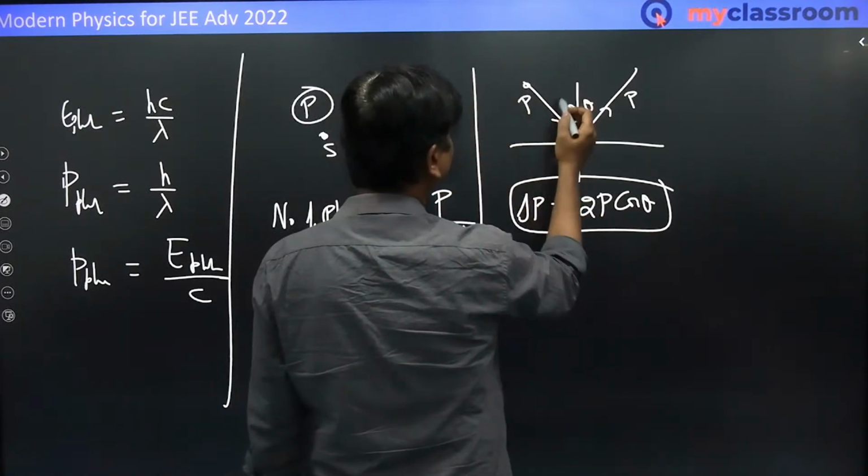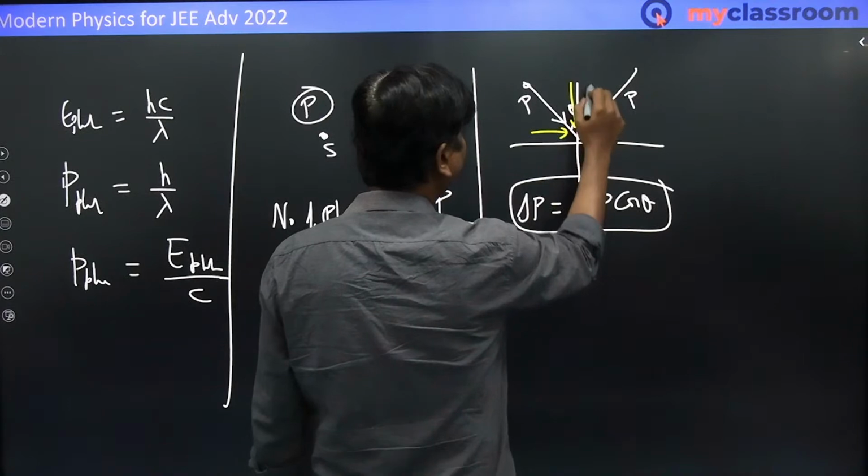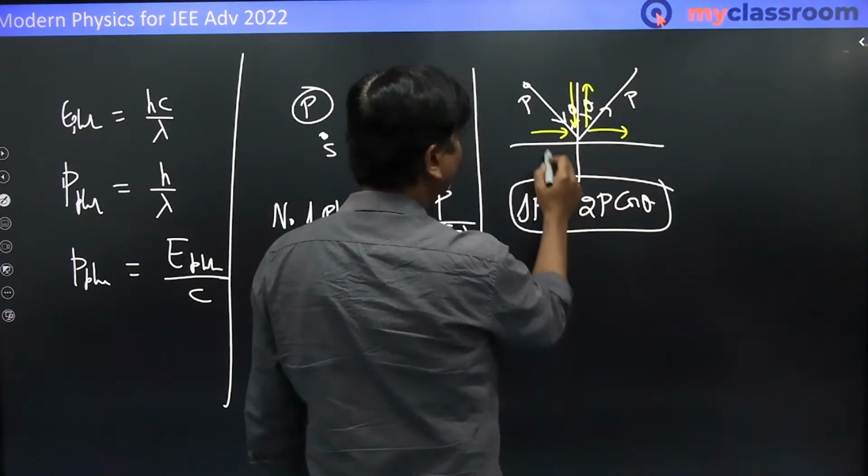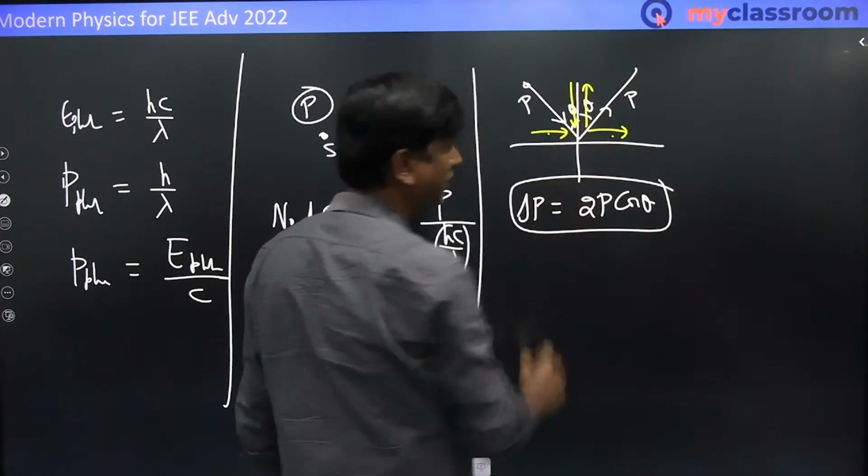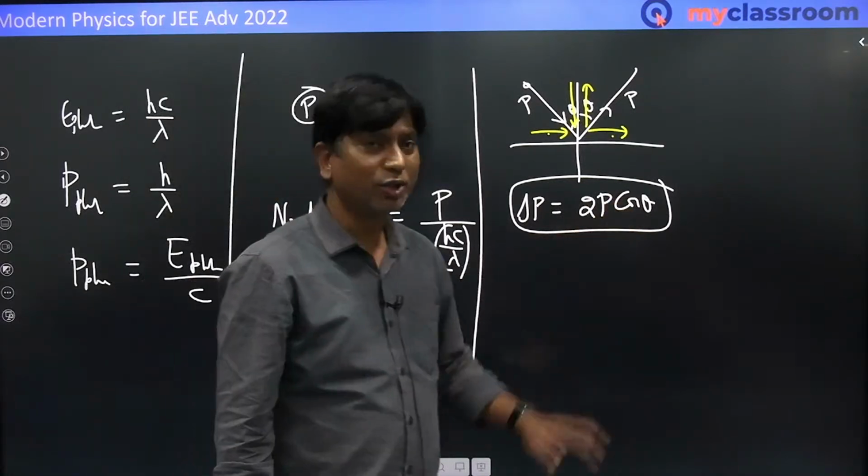You are just taking one component and another component. The components along the surface are not changing, while the components perpendicular to it change in the opposite direction. So that is why it is 2p cos theta.